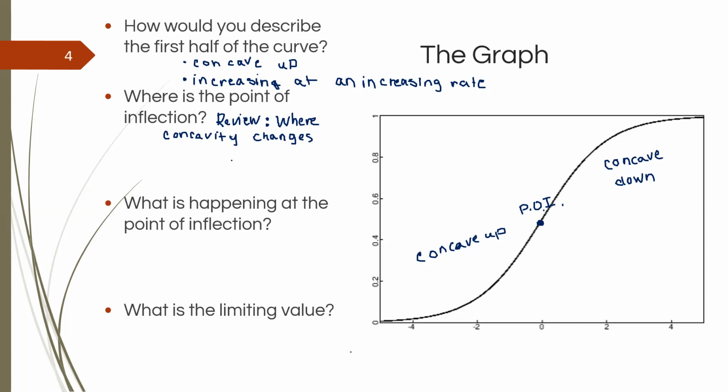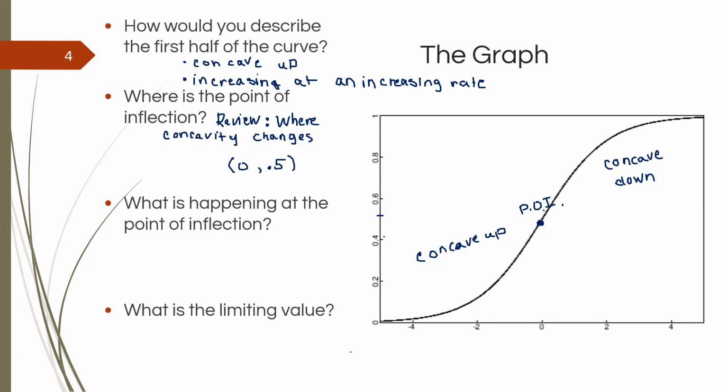As far as ordered pair, I would approximate that ordered pair as 0.5, 0 right here in the middle, the 0.5 just coming over, and it looks like I'm about even between the 0.4 and the 0.6.